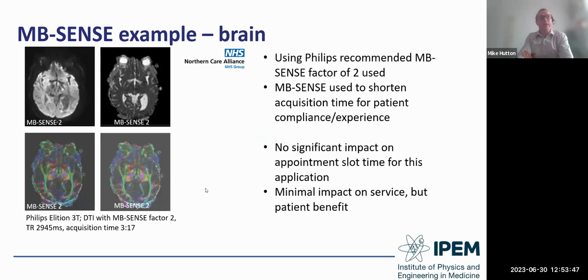Okay, so moving on to some image, sequence and protocol examples with these AI techniques from Philips. I'm going to start with a quick multiband Sense one just for completeness. This is multiband Sense applied to DTI on a Philips Elition 3T system, with a multiband Sense factor of 2, using the Philips recommendation, and the acquisition time is just over 3 minutes. Multiband Sense in this case has been used to reduce the acquisition time, not to enable any appointment slot time reductions, but just for patient experience and patient compliance.